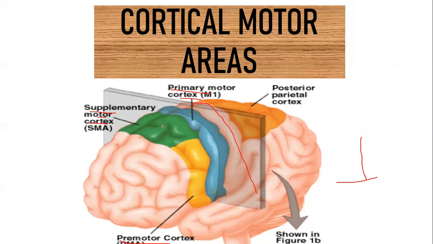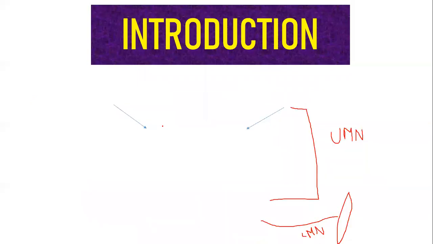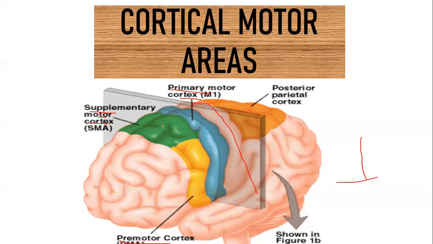Before that, I hope you are all clear with this. So this thing is done. I have told you what is an upper motor neuron and what is a lower motor neuron. Till the spinal cord is upper motor neuron, and from the spinal cord to the effector it's a lower motor neuron. And we have seen the cortical motor areas. In the cortical motor areas, what are the structures that we saw?